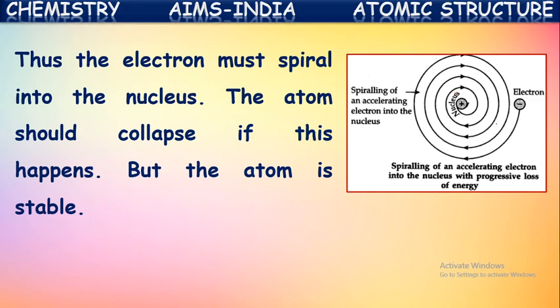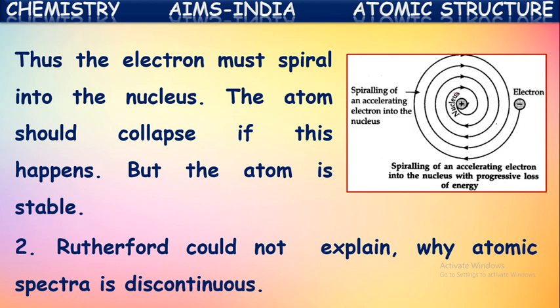But we know atoms are stable. They are not losing their energy and they are not collapsing. Why are atoms not collapsing? Why are electrons not falling into the nucleus even though they are revolving with high velocity continuously? This was not explained by Rutherford. He couldn't answer this question. This is one drawback. One more: Rutherford could not explain why the atomic spectra is discontinuous.